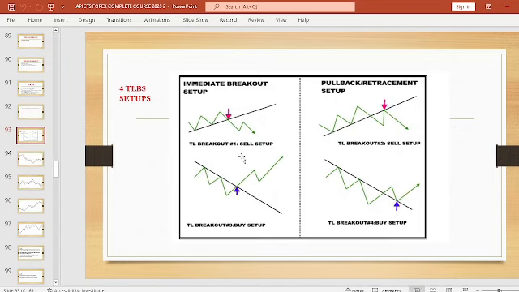So these are the four setups that you're going to be looking for. And quickly, let me give you an assignment here. You will give me four examples of each: four examples of immediate breakouts, and breakout and retest, in the sell direction, and examples of immediate breakouts in the buy direction and then breakout and retest in the buy direction.